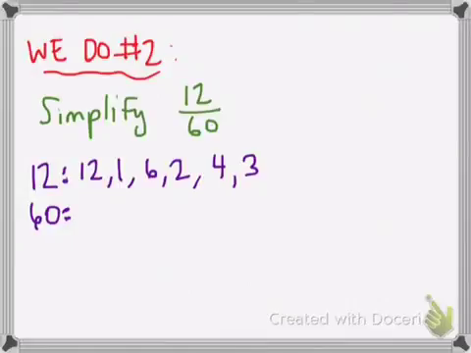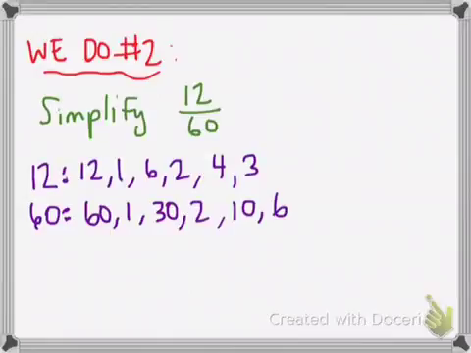Let's list the factors of 60. I know that 60 times 1 will give me 60. 30 times 2 will give me 60. 10 times 6 will give me 60. 15 and 3 will give me 60. Nope. 15 and 4 will give me 60, sorry. And then I also know that 12 and 5 will give me 60. So these are all the factors of 60.